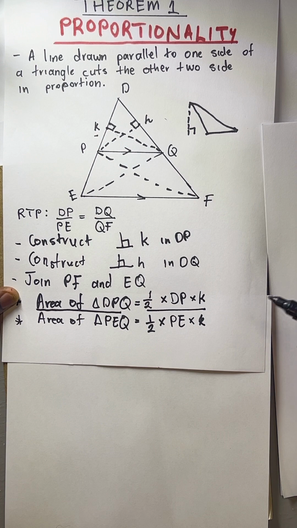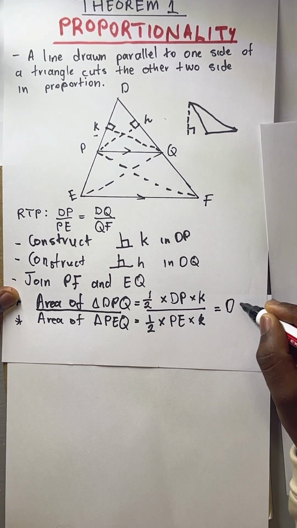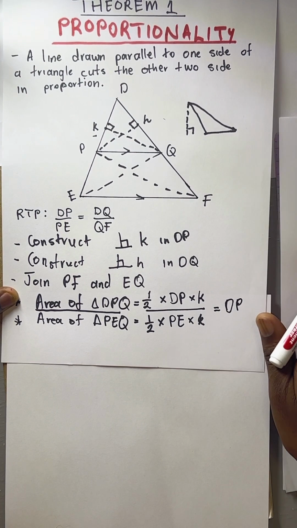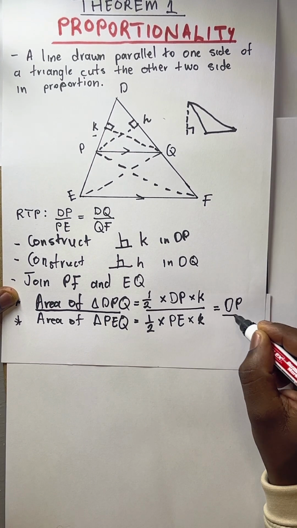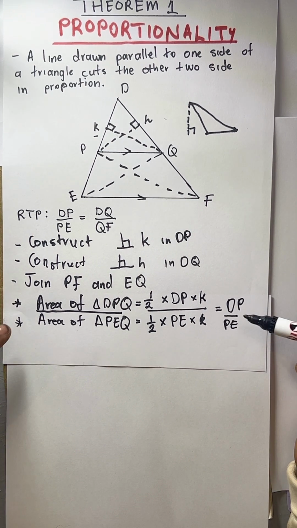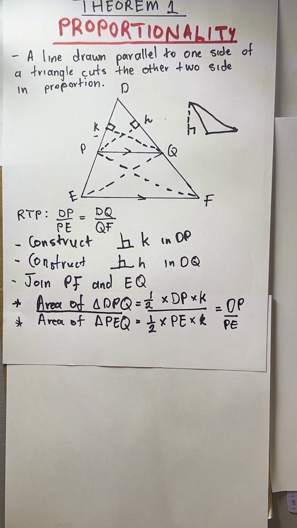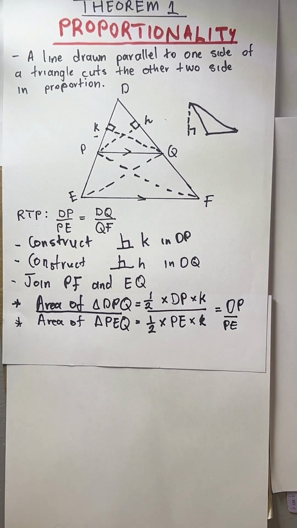Your K and your K are going to cancel, which means you're going to be left with your DP over your PE. So this is the first thing you're left with, which means the area of triangle DPQ divided by the area of triangle PEQ is equal to DP over PE.